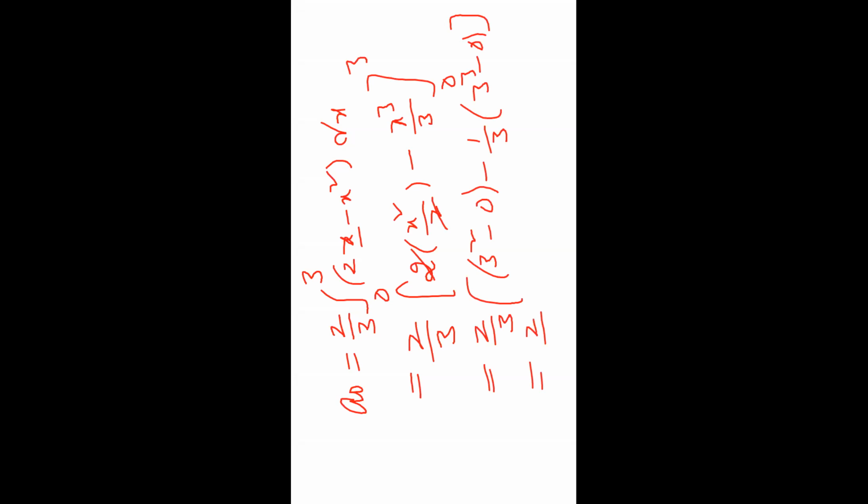That equal to 2 by 3, 3 square minus 0 equal to 9, and 3 cube 27 by 3, that is also 9. 9 minus 9 is 0. So a naught value is 0. a naught by 2 is also 0. So remember it, the value of a naught by 2 equal to 0.